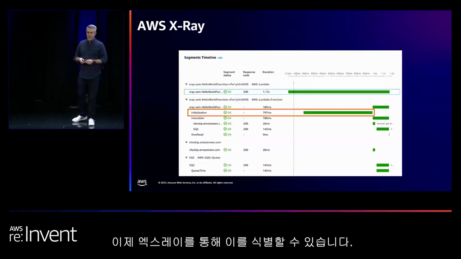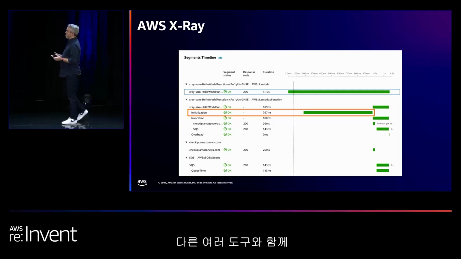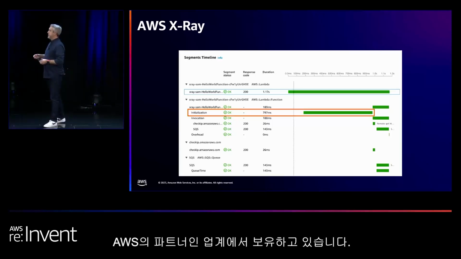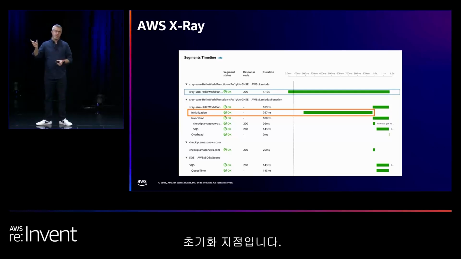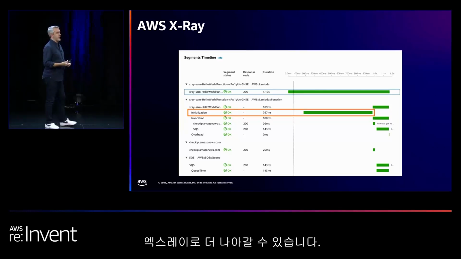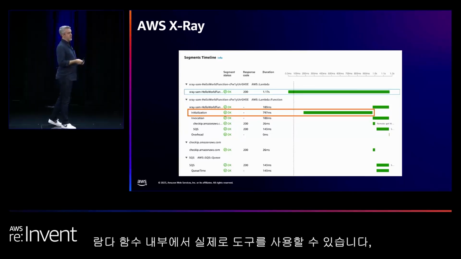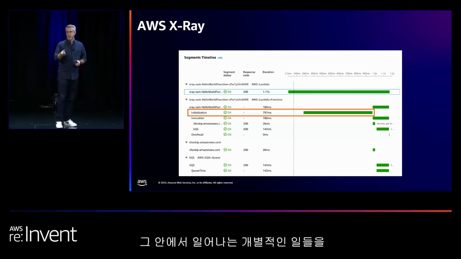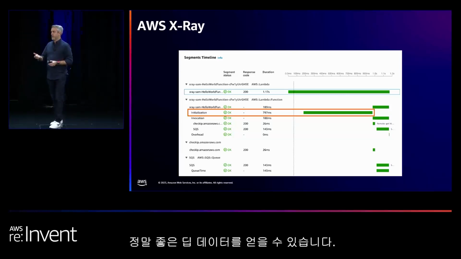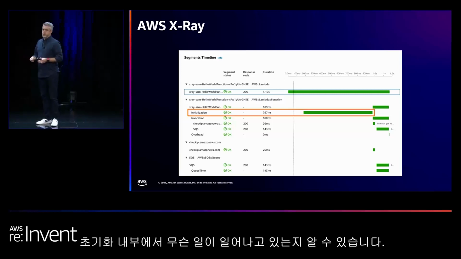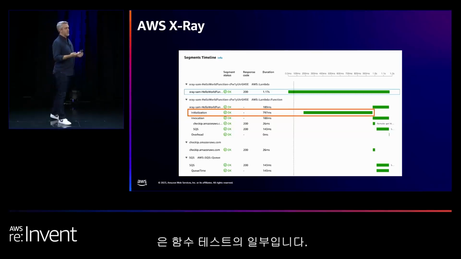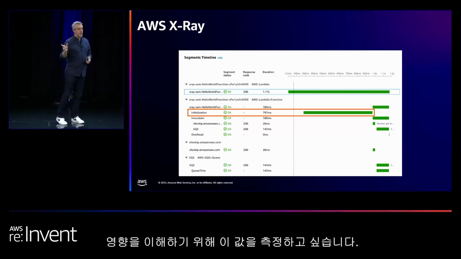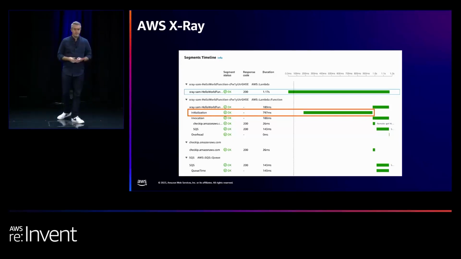Now, X-Ray can help you identify this, as well as a number of other tools that we have here in the industry, partners of AWS. So what we see here is I've highlighted where the initialization is. I could go further with X-Ray and actually instrument inside of my Lambda functions the individual things that are happening, so that I get really good deep data on what's happening inside of an initialization. I think this is something that is part of your testing environments, as part of testing your functions. You really want to measure this to understand the impact.